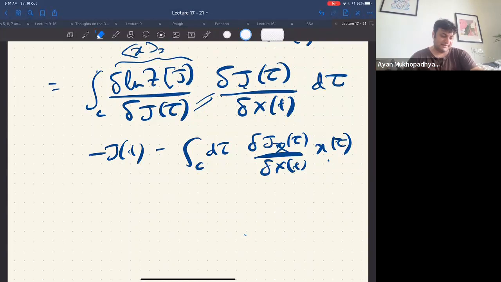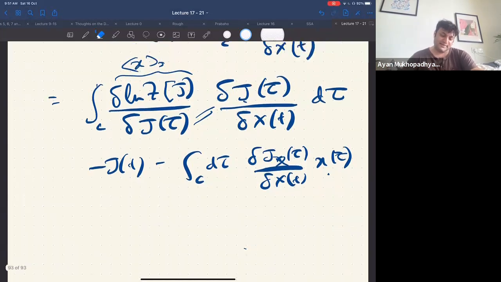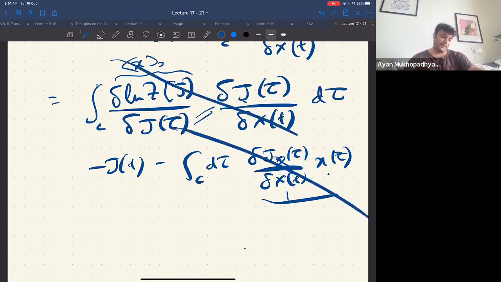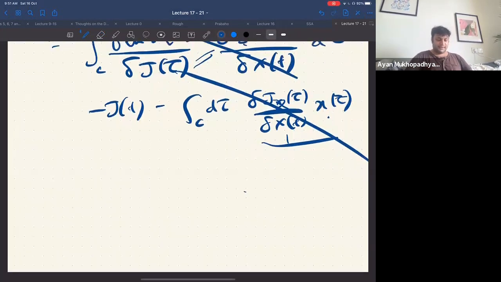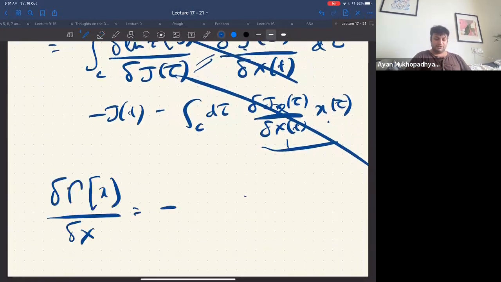So the cancellation again is because of the same reason: for a given x you have a J of x in this expression, and here for a given j you have x of j. But because they are the same object, because they can invert each other, this will cancel out. So the moral of the story is that delta gamma by delta x is minus j of t.